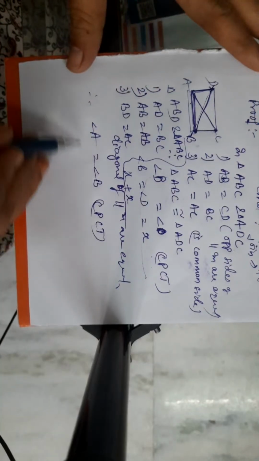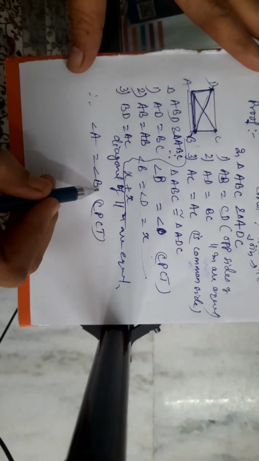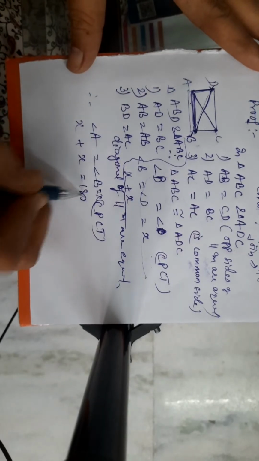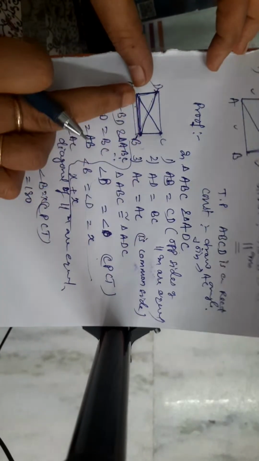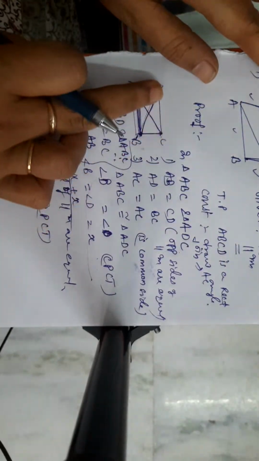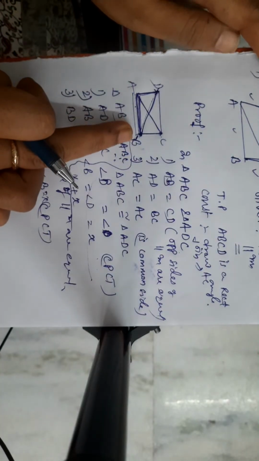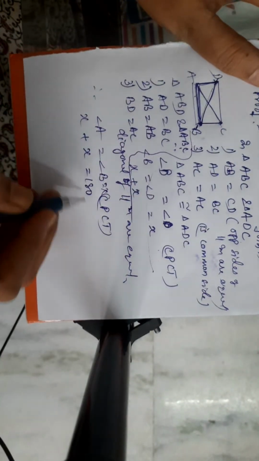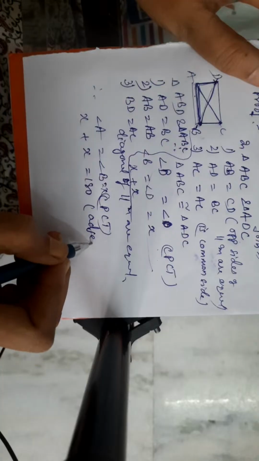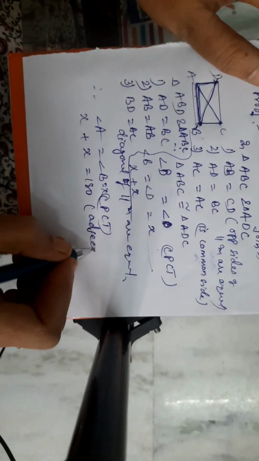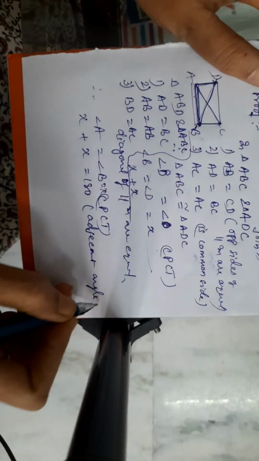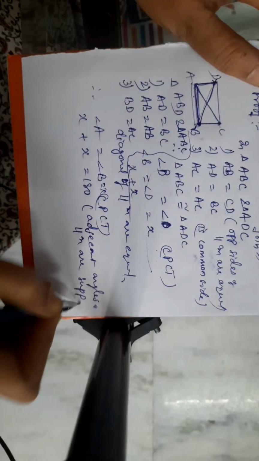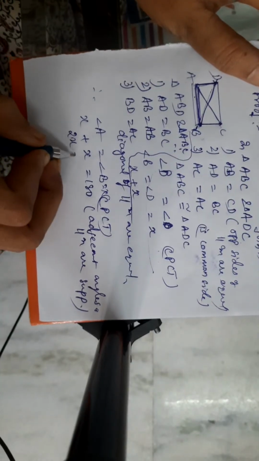So here when the angles are equal, we can make them equal to x. So x plus x is equal to 180. How did we get these two x to be 180? They are adjacent angles of a parallelogram. The sum of adjacent angles of a parallelogram is supplementary, so we can make it 180. So x plus x is 180. Adjacent angles of a parallelogram are supplementary, that is 180. So twice x is 180.